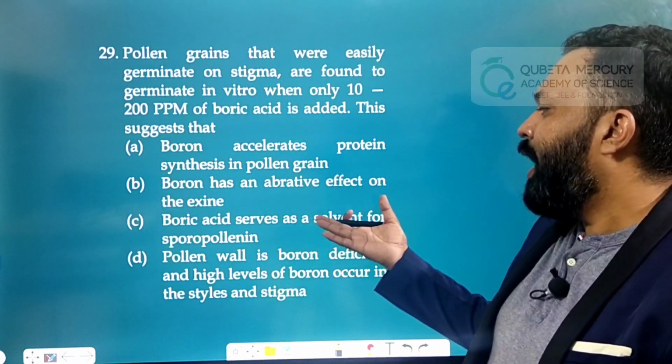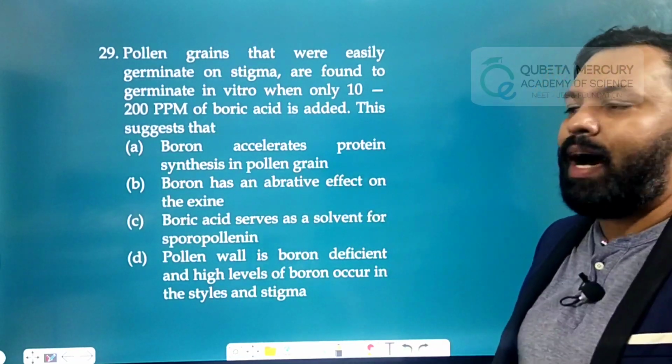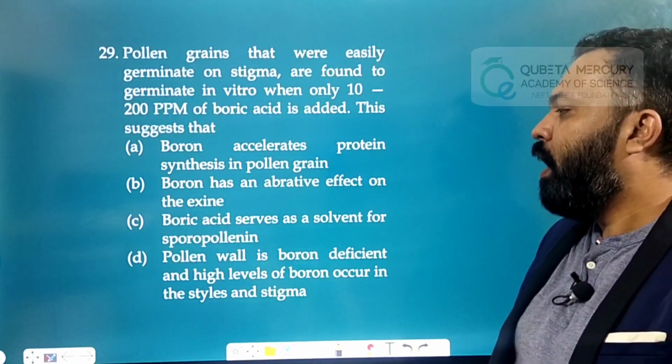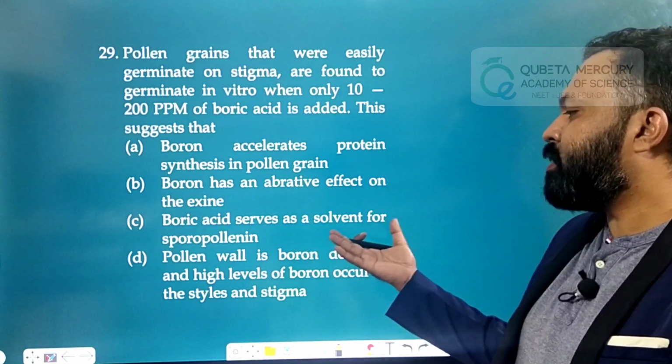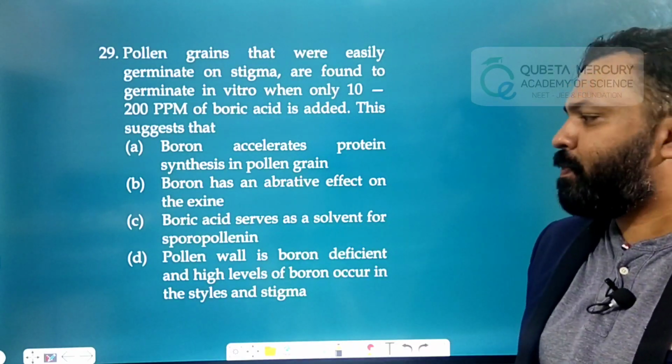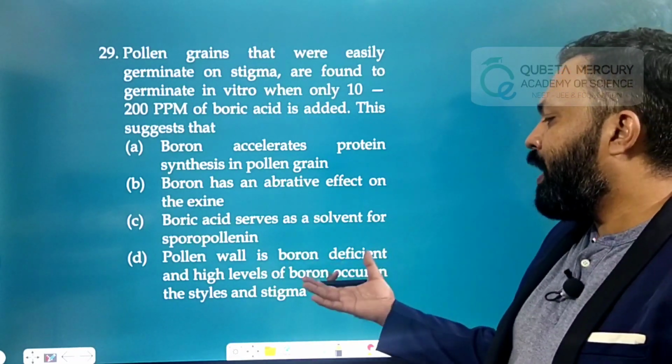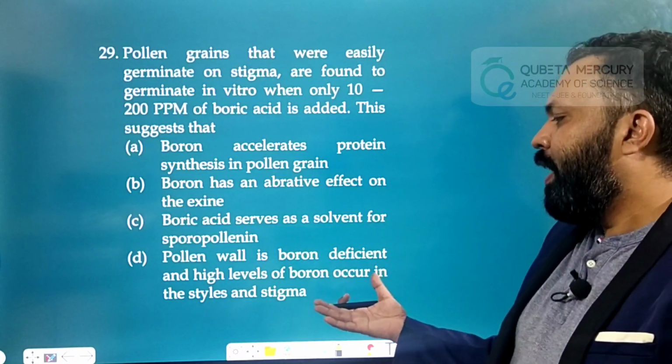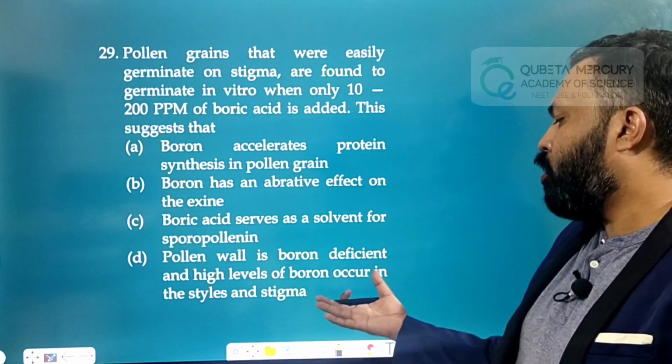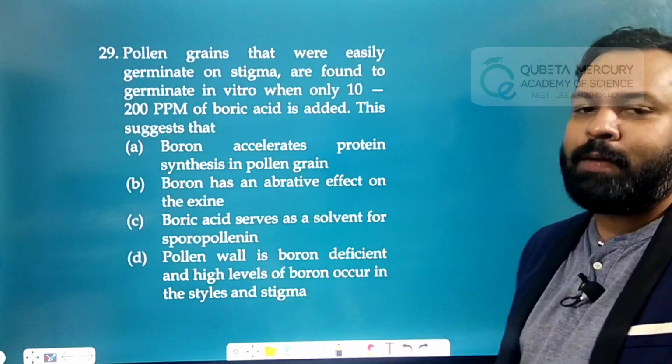Boron has an abrasive effect on the exine. C, boric acid serves as a solvent for sporopollenin. And D, pollen wall is boron deficient and high levels of boron occur in the styles and stigma.